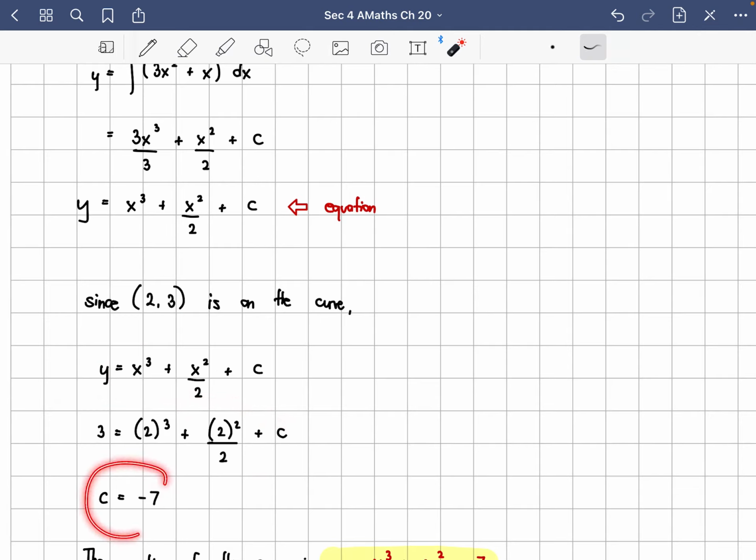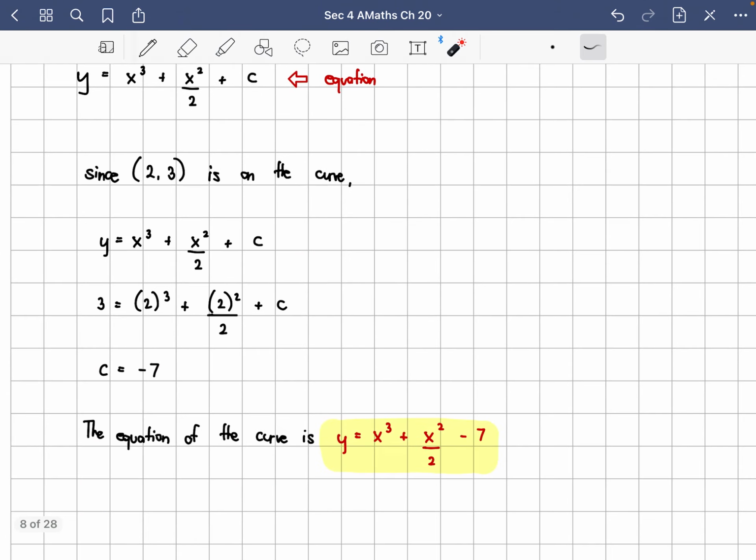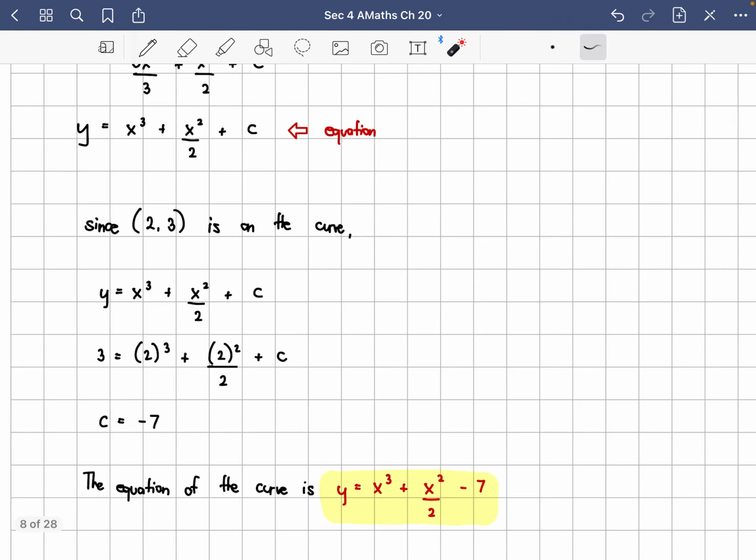So what do we do? We just plug it here in the equation. Therefore, the equation of the curve is y is equal to x cubed plus x squared over 2 minus 7. So this is your final answer. This is the equation of the curve.